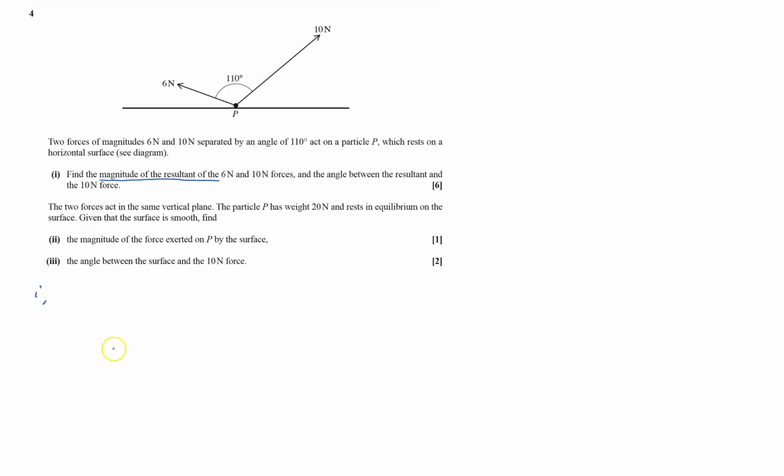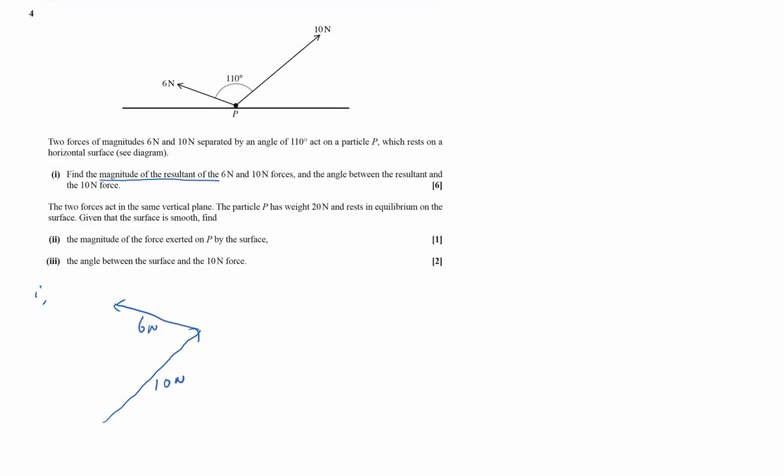So for part 1, I'm going to start off by drawing the 10 Newton force. Try to draw it at exactly the same angle as I had up there, and that's 10 newtons. And then I've got to work out the resultant, so I've got to stick the 6 Newton arrow onto the end of this one. I'm going to try and make it parallel, so that's going to go something like that. And that's 6 newtons.